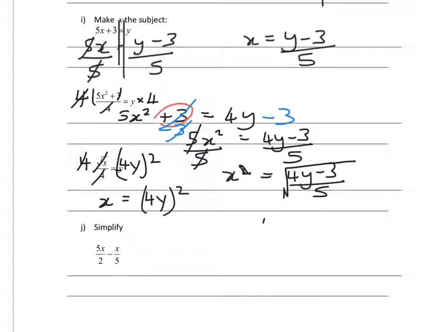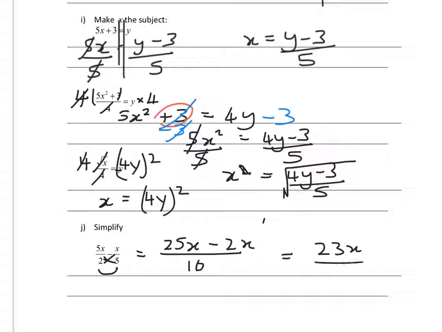Simplifying this fraction, again, we should know how to do fractions. We multiply the bottom to make a common denominator, 2 fives are 10, and then we cross multiply. 5x gets multiplied by 5, so 25x, minus this x gets times by 2. And we can simplify that to 23x over 10.